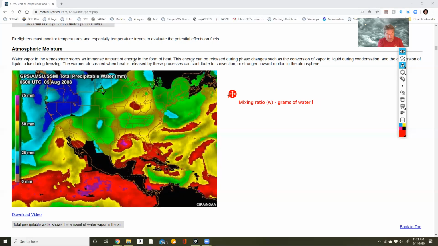Grams of water vapor per kilogram of dry air.